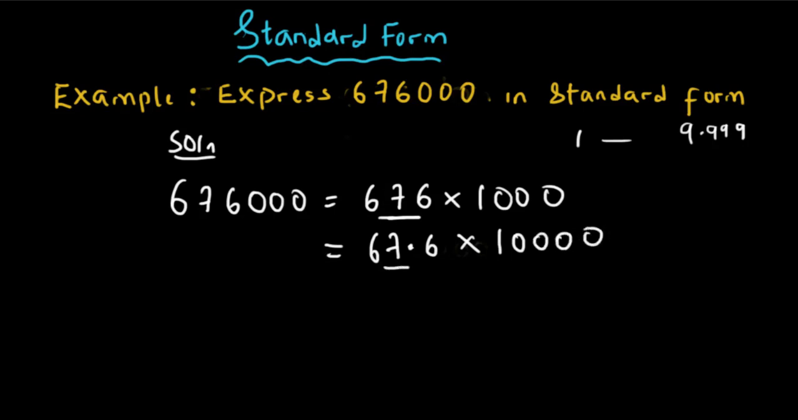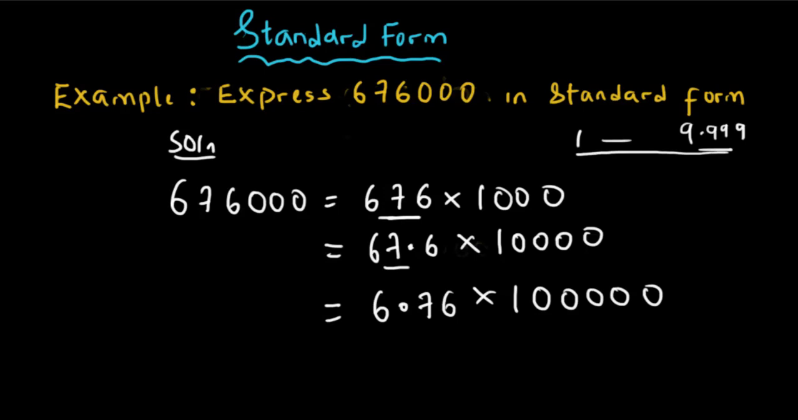But remember, 67.6 is still greater than 9.999. So we move the point again. We are going to have 6.76. And we add another 0. So we'll have 5 zeros. Do you understand? Now 6.76 is between 1 and 9.999. So it means that our answer will be 6.76 times 10 raised to power... How many zeros do we have? 5 zeros. And this will be our answer. Do you understand? So you want to make sure that your a is between 1 and 9.999. Does that make sense?